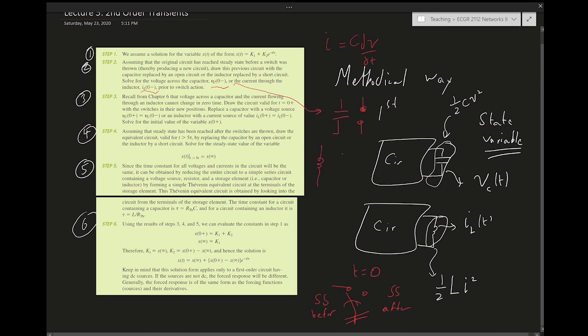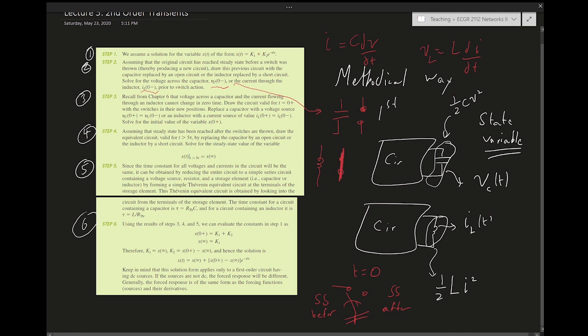The inductor is treated as a short circuit in steady state. Why? Because V equals L di over dt. At steady state, di by dt is 0, so V across the inductor has to be 0. What has a 0 voltage across it? A short circuit, right?